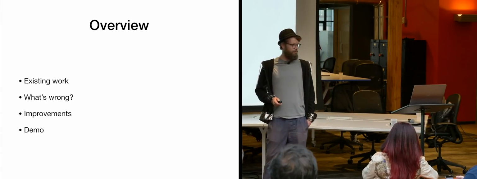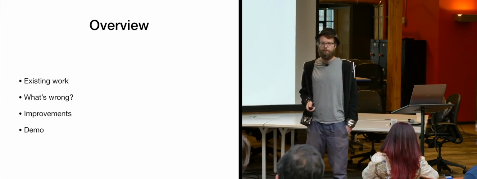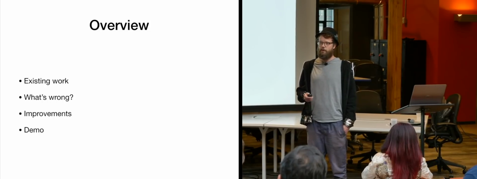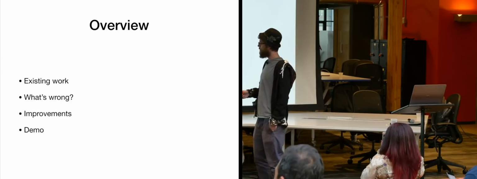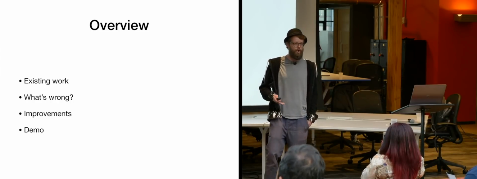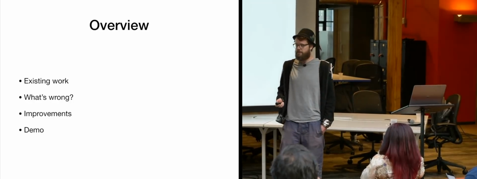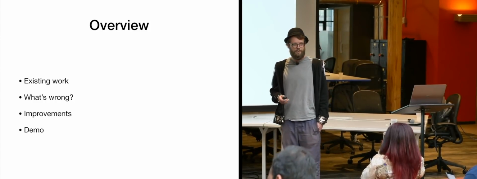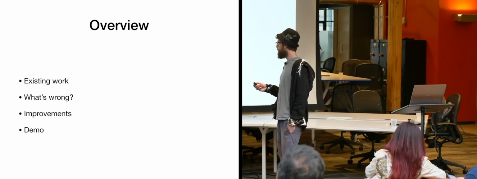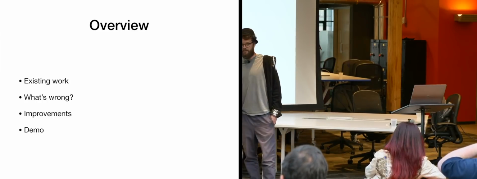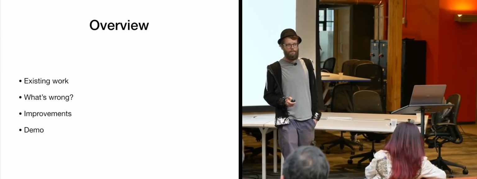So a quick overview of what we're going to talk about today: I'm going to review some existing work about how people implement tokens in Bitcoin today. Then I'm going to ask the question, is there anything wrong with these implementations? And just the fact that I'm working on this means that I do think that something's wrong with how tokens are built. So I'm going to propose some improvements here. And then at the end of the talk, there's going to be a short, quick demo.